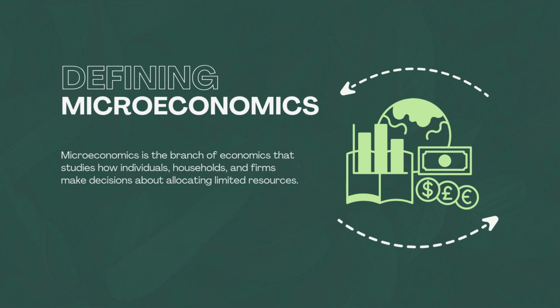What is microeconomics? Microeconomics is the branch of economics that focuses on the behavior and decisions of individual units like households, firms, and even governments when it comes to managing limited resources. The word micro comes from the Greek word mikros, meaning small, and here it represents the small decision makers within an economy. While microeconomics is about individual choices, these small decisions add up, creating patterns that help economists understand larger market trends.